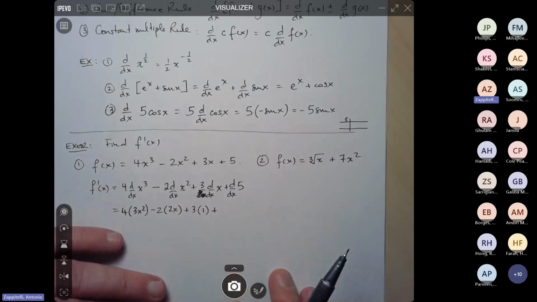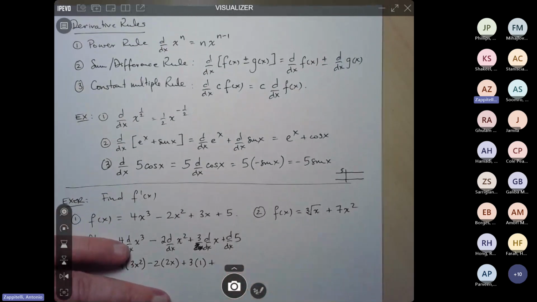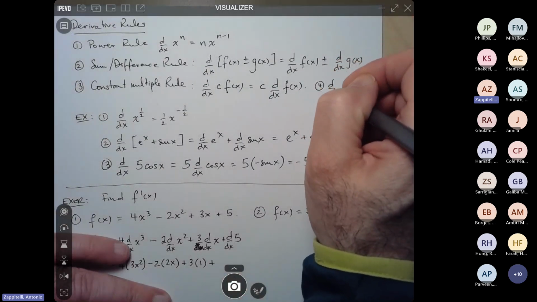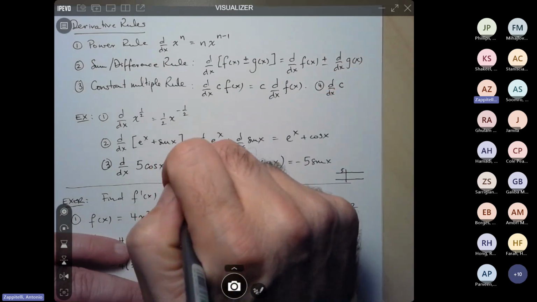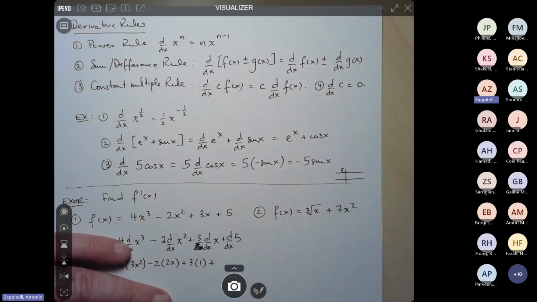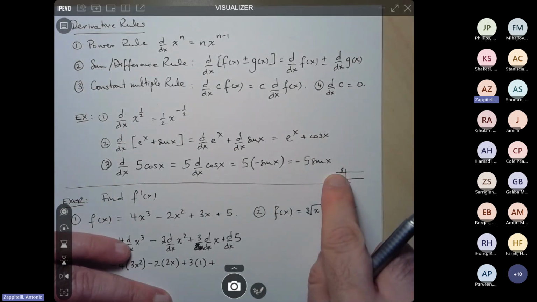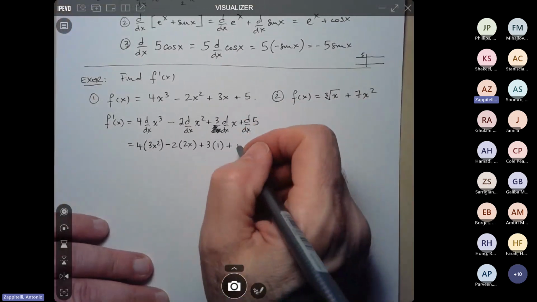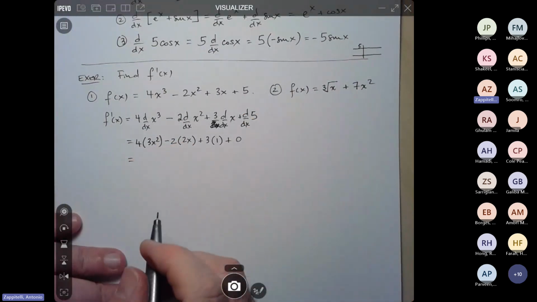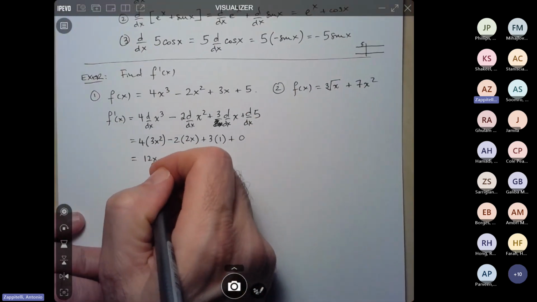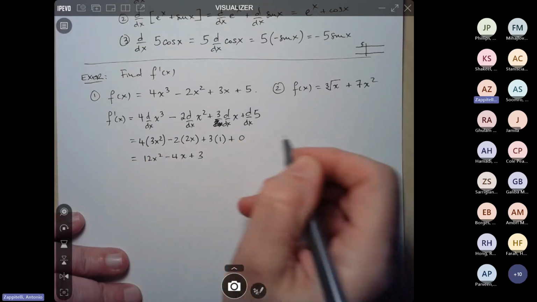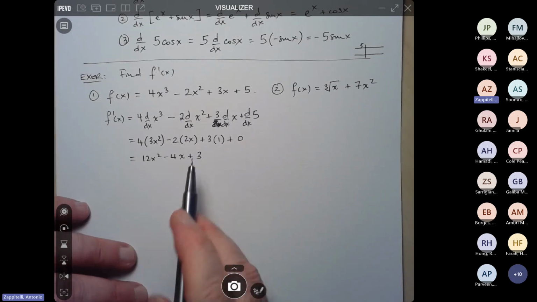So we can actually add this to our list of rules. You might have seen this before, but here you can add that the derivative of any constant is just equal to 0, no matter what it is, because a constant just represents a horizontal line if I were to graph it as a function, and of course, the slope of a horizontal line is just 0. So now I can give my final answer, 12x squared minus 4x plus 3, and then of course the plus 0, and there's my derivative.